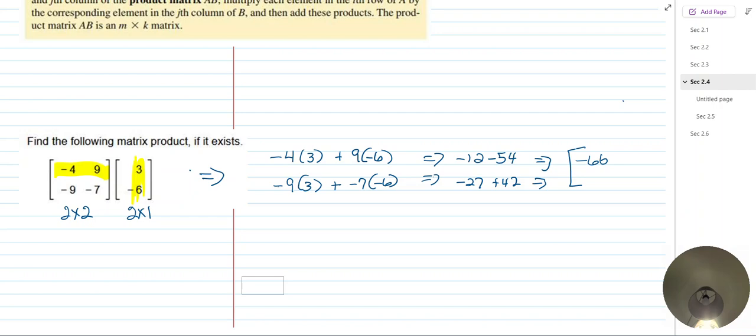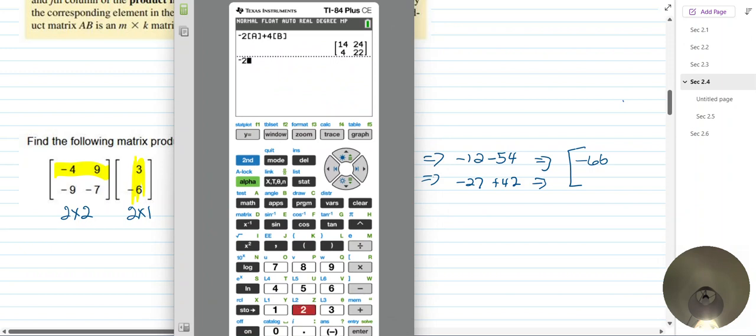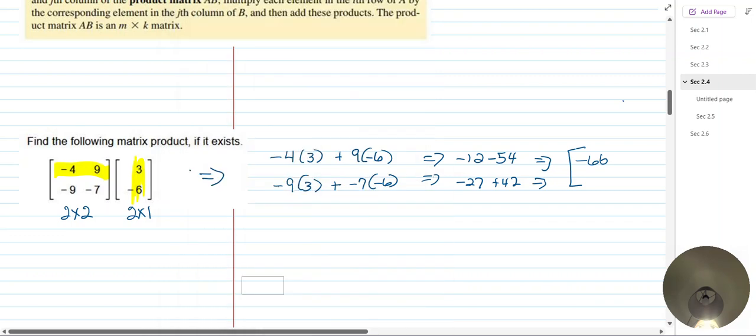Give me, what is that going to give me? -27 plus the 42, and I think it's in the teens. Yeah, 15. I just didn't want to make a mistake for you.